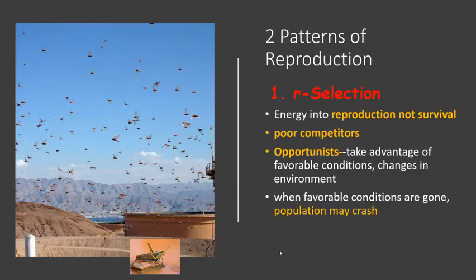However, when these favorable conditions are gone, their populations may crash. They may grow very quickly, but then if environmental conditions change and there's no adaptation, the population will crash very quickly. These populations can go through unstable or irregular cycles, because if they depend heavily on environmental conditions, then if those conditions are irregular or unstable, so will be the populations of R-selected species.